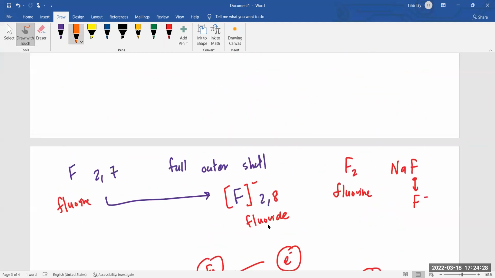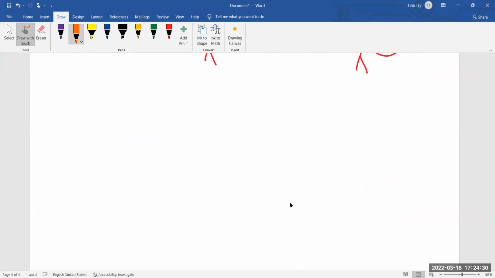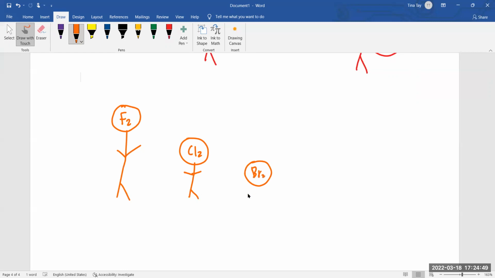Have you all copied this part here? Actually, no need to copy. You all know what I'm talking about, right? So this part here is where you need to listen. Fluorine is the dad in the family. Chlorine is the mom in the family. Bromine is the big brother in the family. And iodine is the shortest in the family.